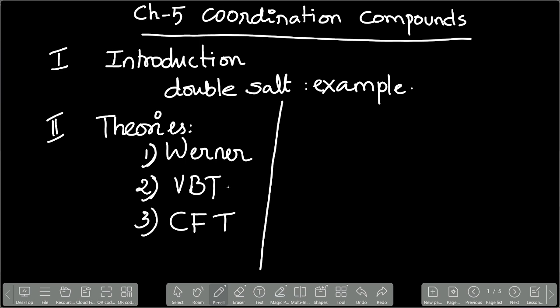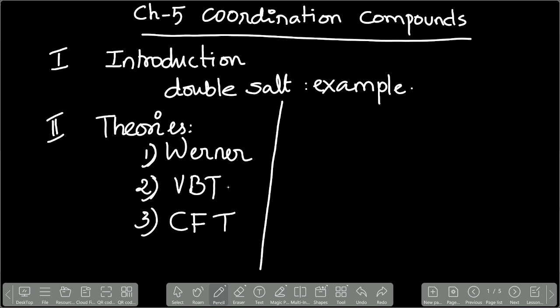And in this chapter, you have three theories. Definitely you can expect one question from the theory part. Werner theory, valence bond theory, and crystal field theory. Whenever you are studying the theories, you must learn the limitations also, which means drawbacks. So, theories means postulates and limitations. Both you must learn. And for VBT, some applications are also there that I will show in the next slide.